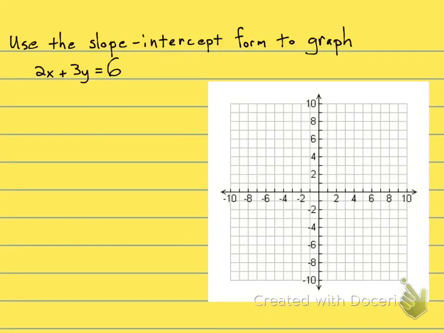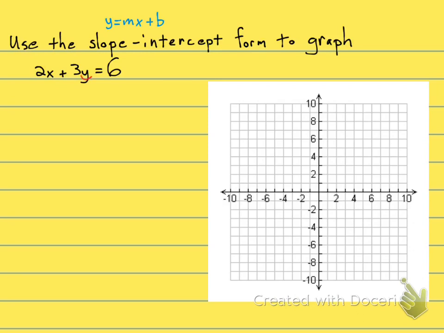All right, they're asking us to graph this line using the slope and the y-intercept. So first, we have to put it into slope-intercept form. Slope-intercept form is y equals mx plus b. Basically, your y needs to be all by itself. You have to solve for y, just like we did in chapter 2.